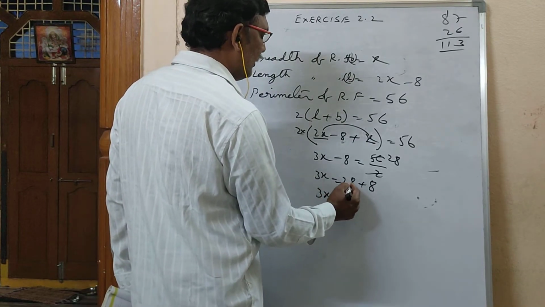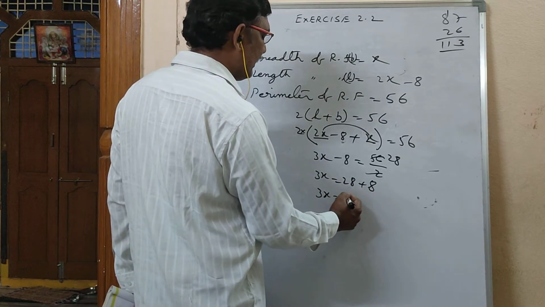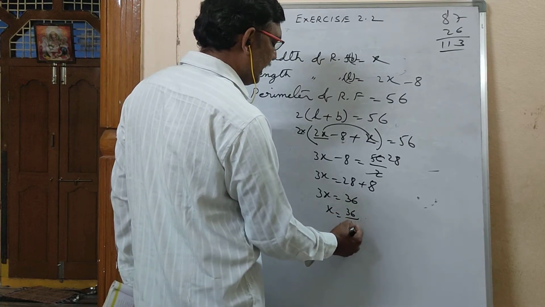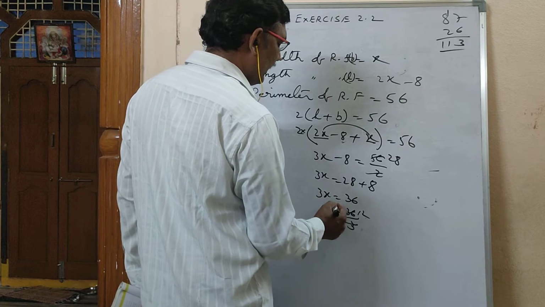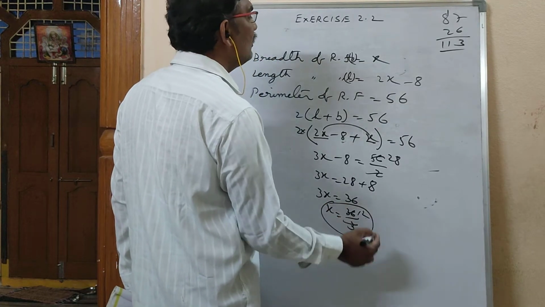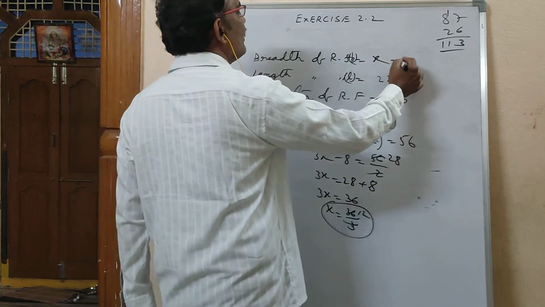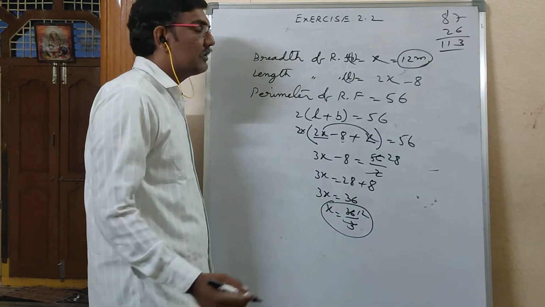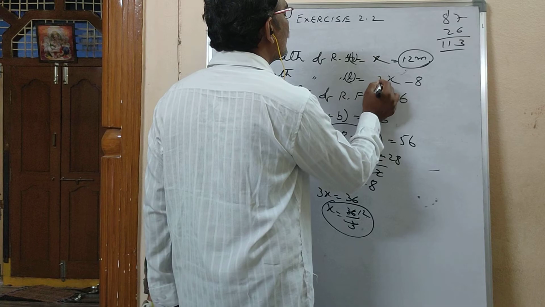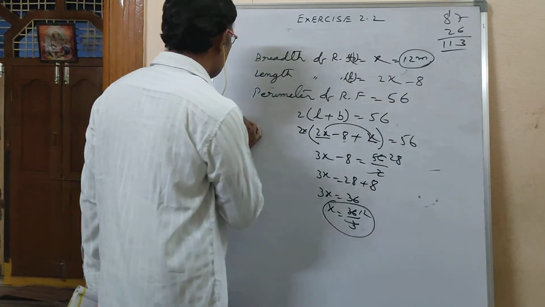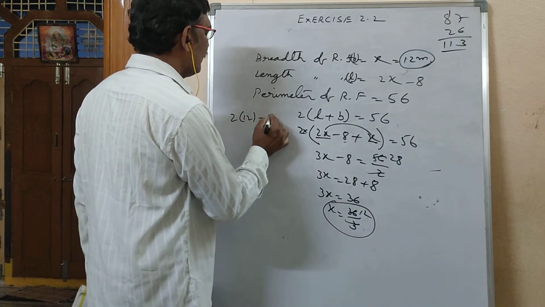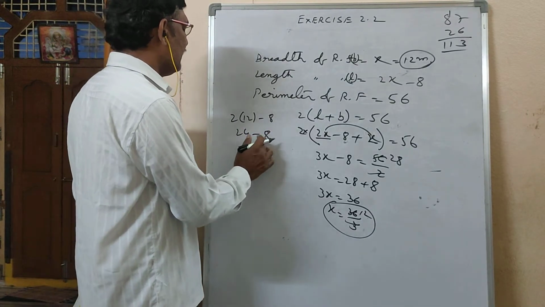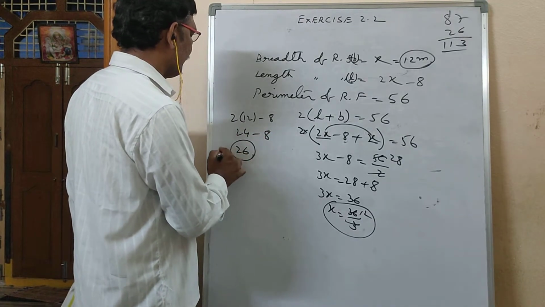3x is equal to, for 28 if you add 8, you get 36. So x is equal to 36 by 3. How much did you get here now? 12. So breadth is how much? 12 meters. Breadth is 12 meters. Then length becomes 2 into 12 minus 8. 2 12s are how much? 24 minus 8.